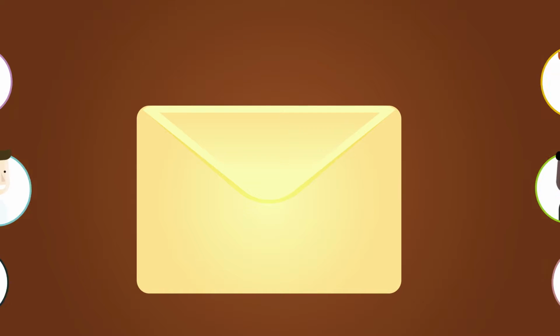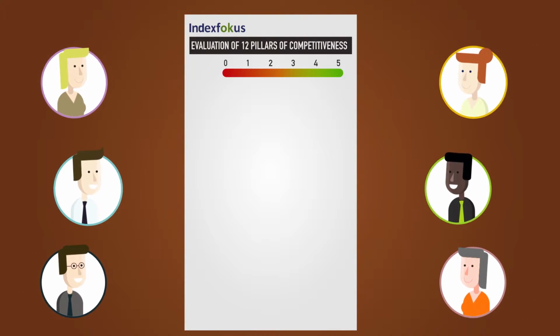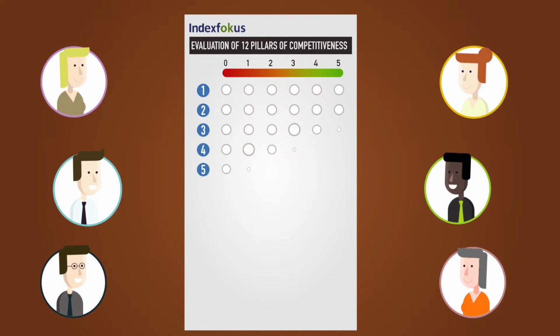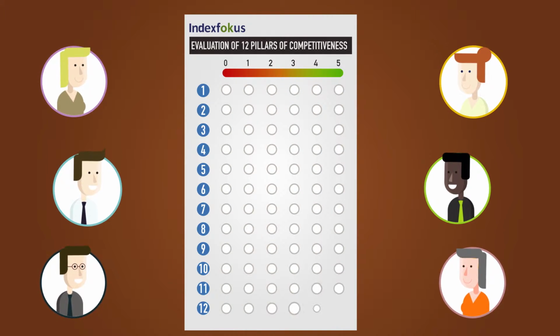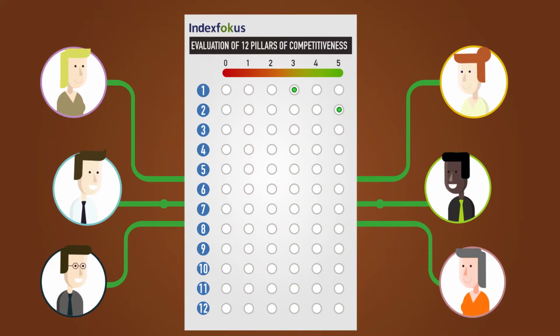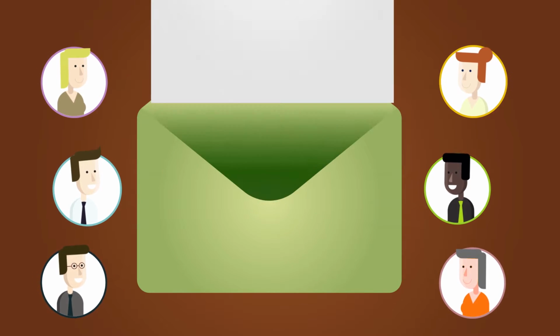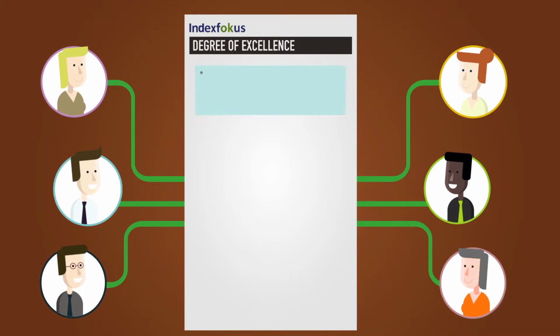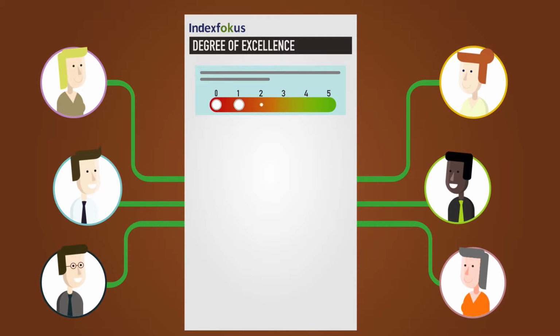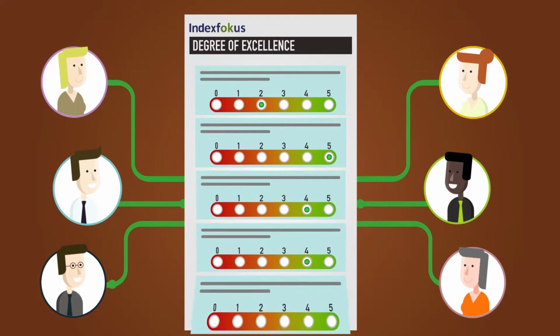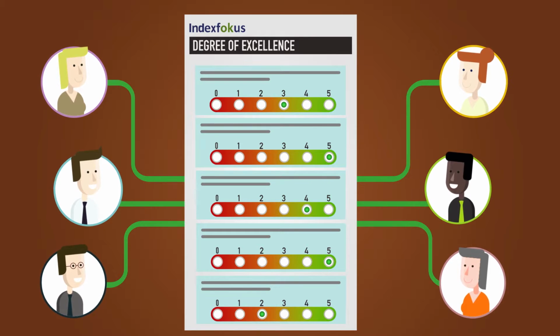In the first, the invited participants evaluate the importance of the factors that make up the competitiveness of the market. Indexfokus Competitiveness uses as reference points the World Economic Forum's 12 pillars of competitiveness. In the second, the invited participants evaluate the degree of excellence to which a series of good practices associated with each of the factors of competitiveness are applied in the organization.